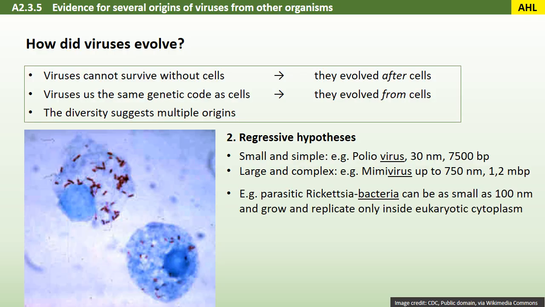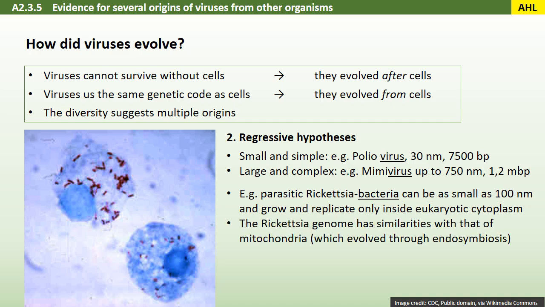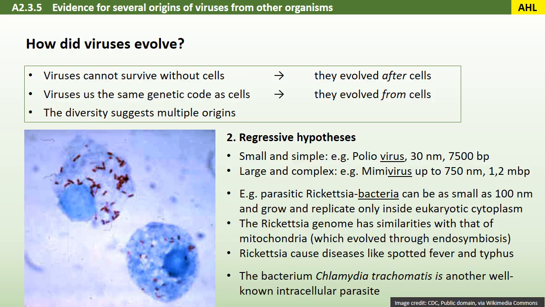There are also parasitic Rickettsia bacteria, which can be as small as 100 nanometers. That's way smaller than the large virus, for example. These bacteria grow and replicate only inside eukaryotic cytoplasm. The Rickettsia genome has similarities with that of mitochondria, which you may remember evolved through endosymbiosis, and Rickettsia cause diseases like spotted fever and typhus. The bacterium Chlamydia trachomatis is another well-known intracellular parasite.